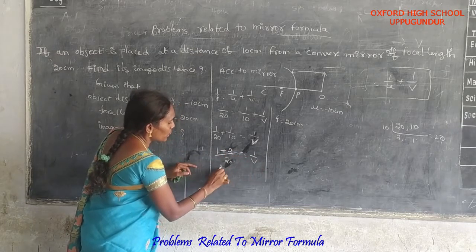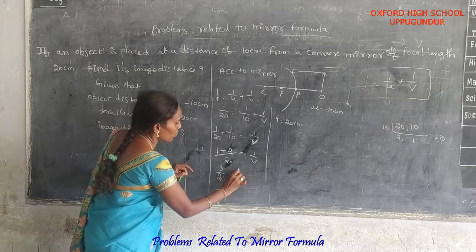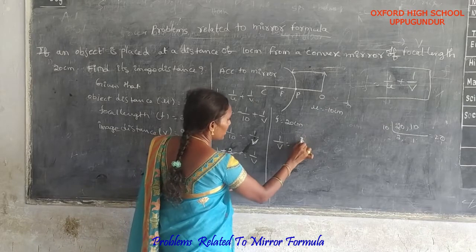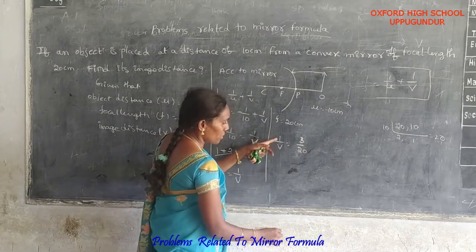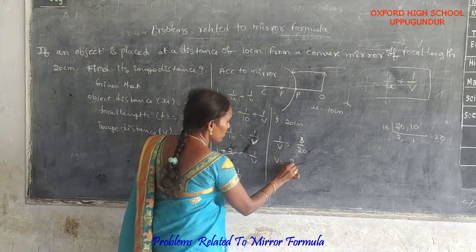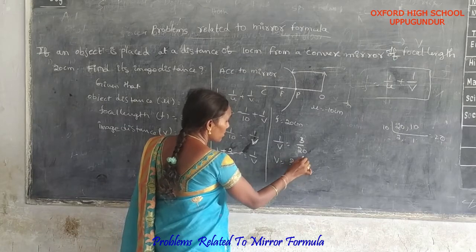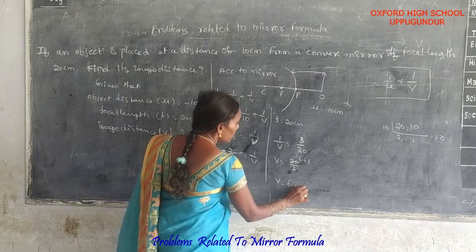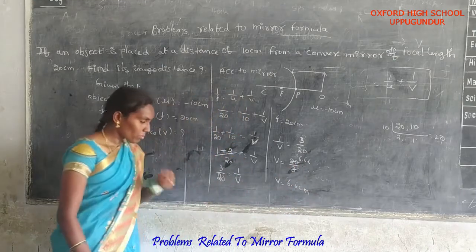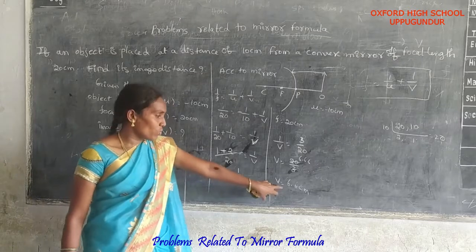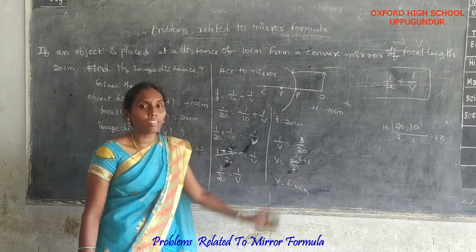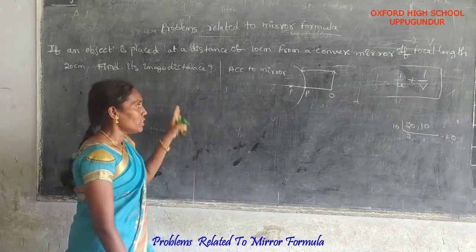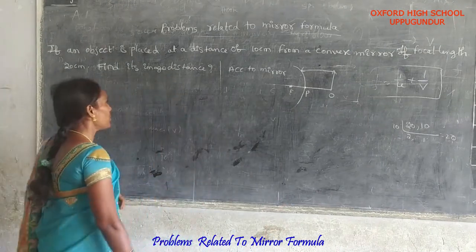1 plus 2 is equal to 3. 3 by 20 is equal to 1 by v. This should be written as 1 by v is equal to 3 by 20. Reverse these values: v is equal to 20 by 3. Here 3 sixes, 6.66. v is equal to 6.6 centimeters. Here image distance v is equal to 6.6 centimeters.